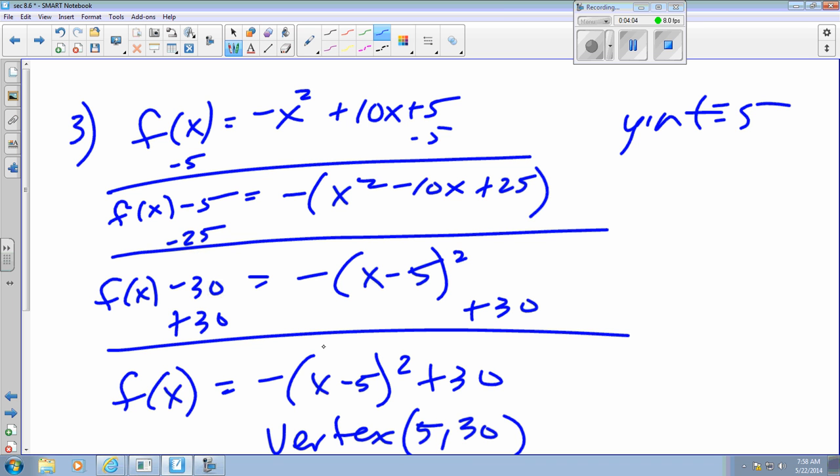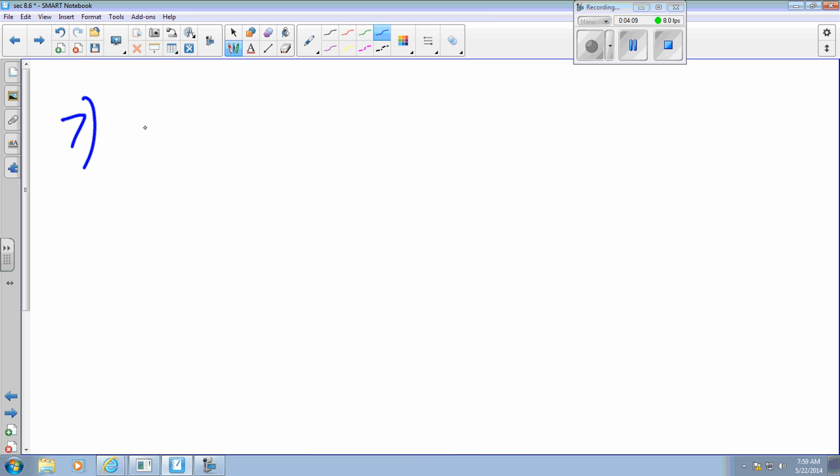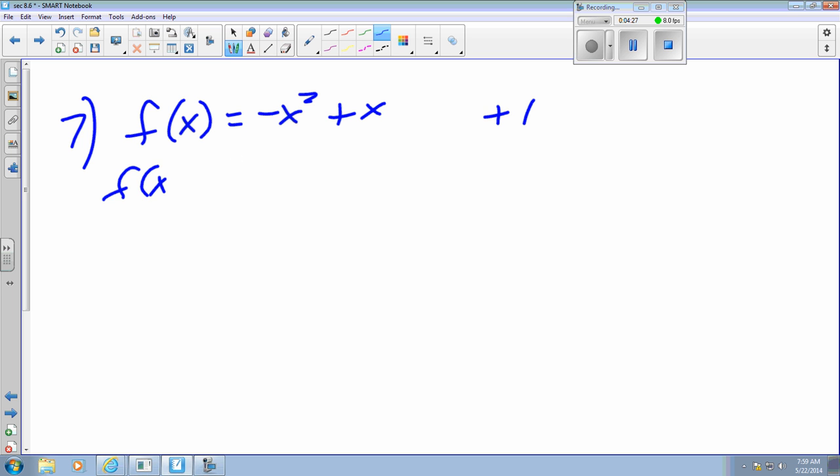Let's do number 7. Number 7 has an odd b term, which makes it a little bit different than the others. On this one, I'm just going to move it over again. I showed last example that you can move it to the other side. I'm just going to move it over this time. So when I factor out my negative, I get negative quantity of x squared minus x. If I take half of this and square it, I get 1/4. Half squared is 1/4.